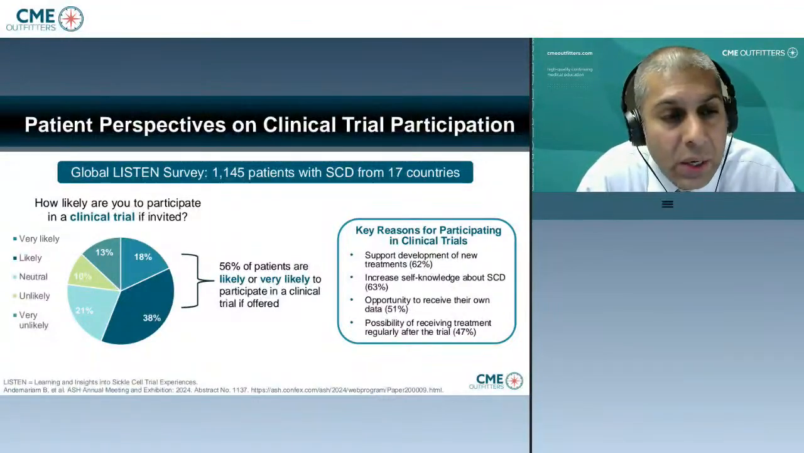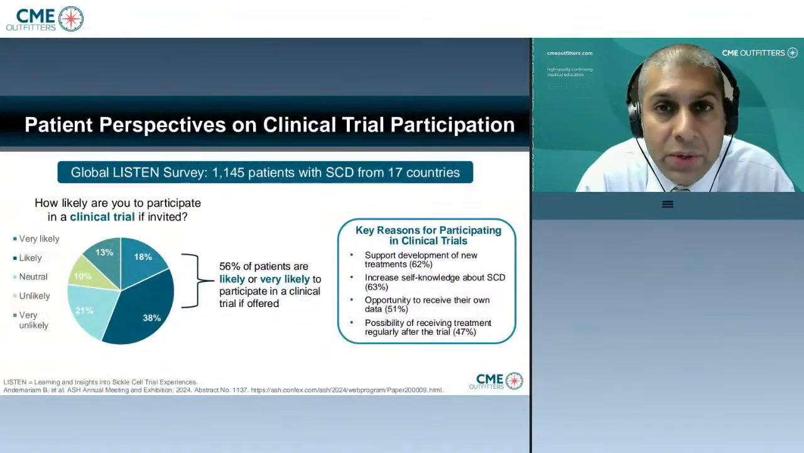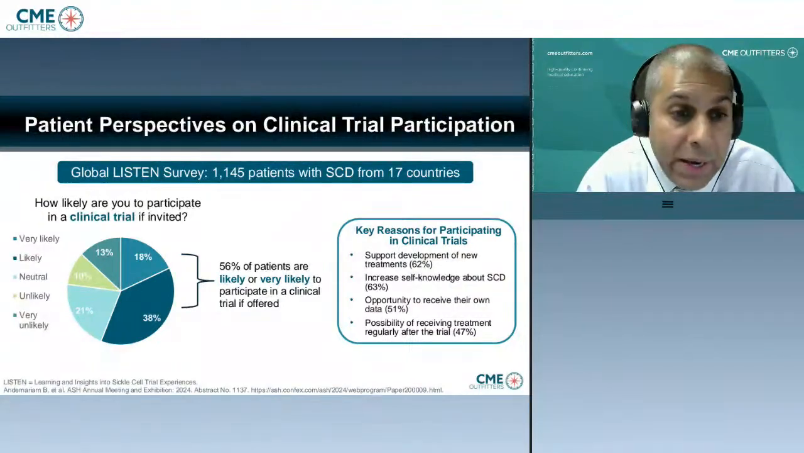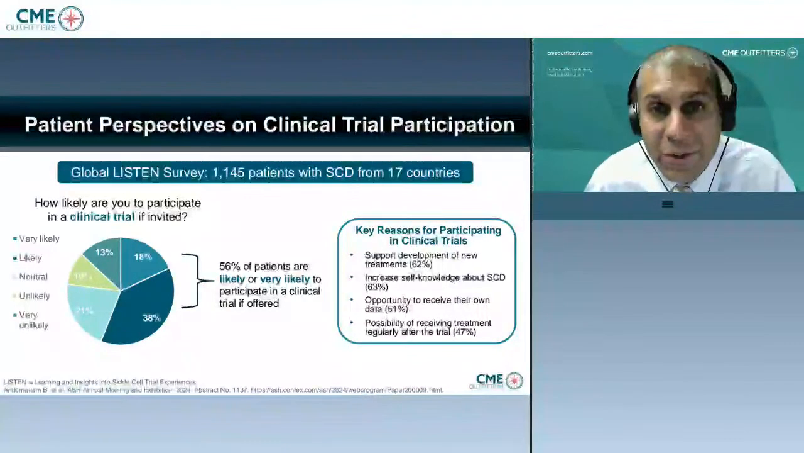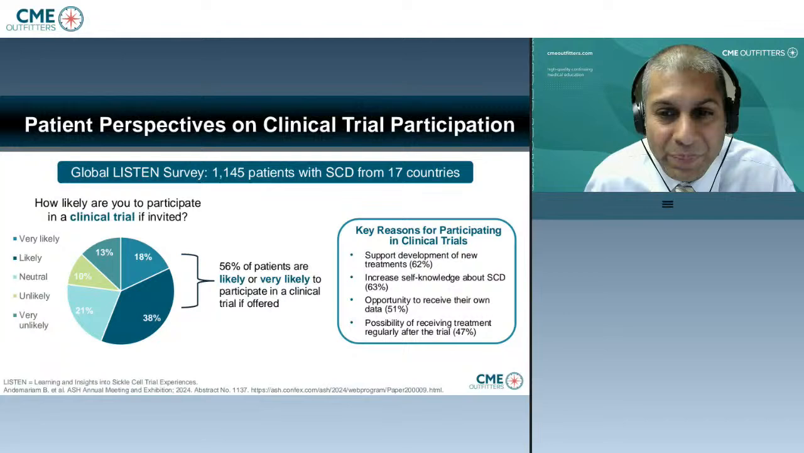And I think this also highlights that our patients do still feel that there's a great need for therapies. And I think that as providers, we also tend to agree on that.